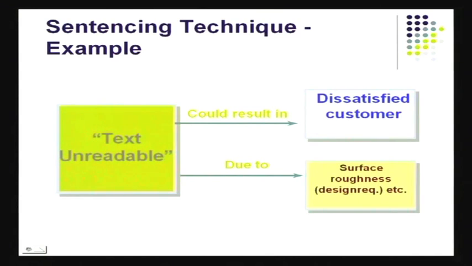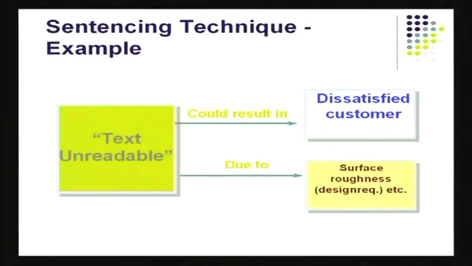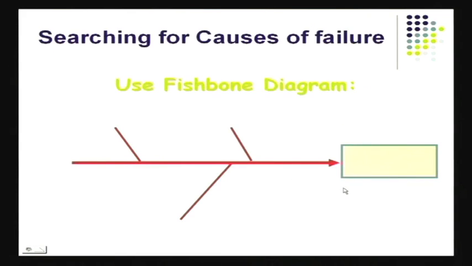Take a look at another example. A piece of text is unreadable, and that leads to the customer not being satisfied. This could be because of a variety of different things. Perhaps the writing surface was not smooth. Perhaps other problems were there, and so on and so forth. That's why the text was not readable. So there is the effect, which is the dissatisfied customer, but it was caused by surface roughness. There is the effect and there is the cause of it. It is due to this.